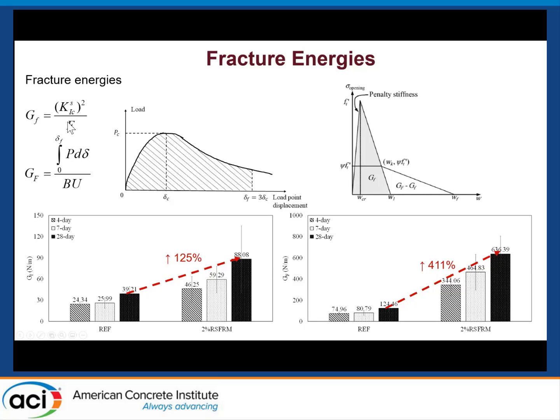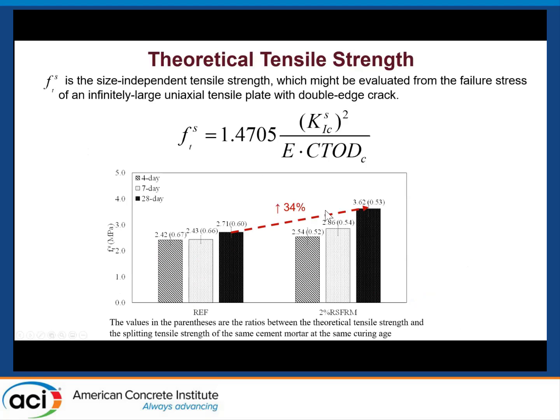The first one is the initial fracture energy, which is the fracture energy dissipated within the fracture process zone, and the second one is the total fracture energy. So as we can see, by adding 2% recycled steel fiber, the initial fracture energy improvement can be up to 125%, and the total fracture energy can be up to 411%.